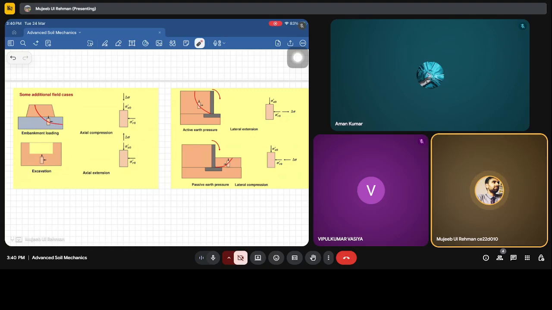And similarly for the passive earth pressure, where we have a lateral compression. Lateral compression means our radial stresses will be more than the axial stresses. So this can be the case for lateral movement, passive movement in the soil, when the lateral wall has this kind of passive movement. As a result, our radial stresses will be more as compared to our axial stress. So again we can have a squeezing effect. So these are the four field cases corresponding to the D1, D2, D3 and D4 stress path representations that we have studied in week 8.